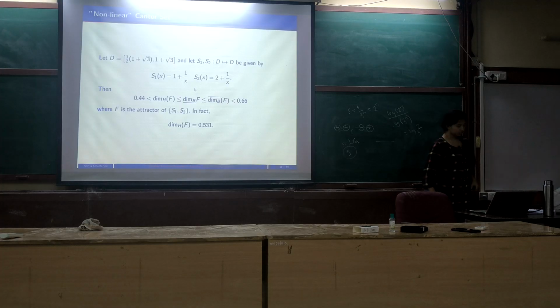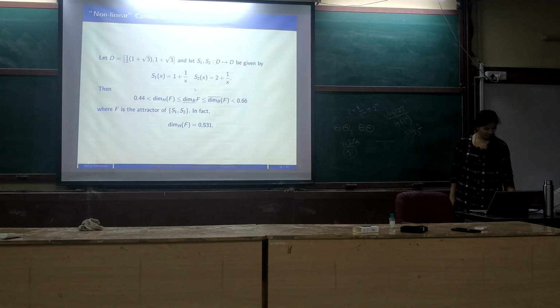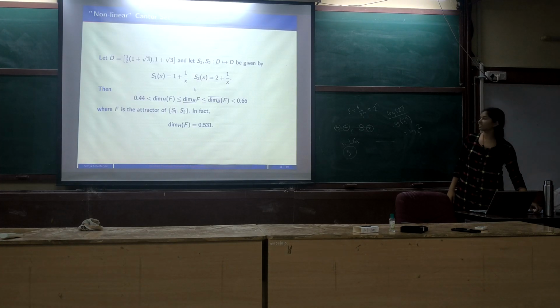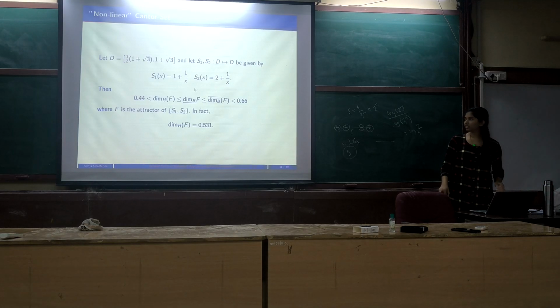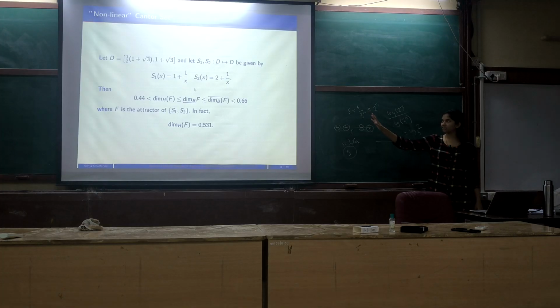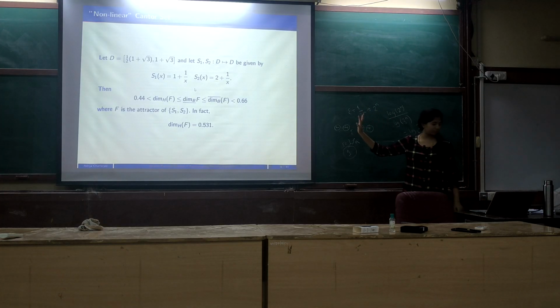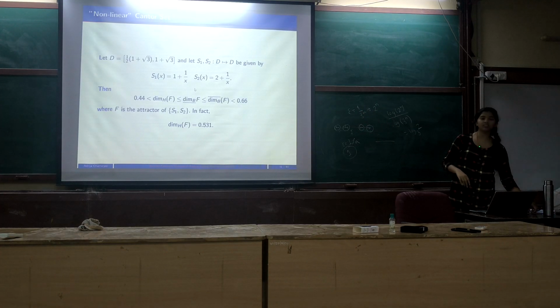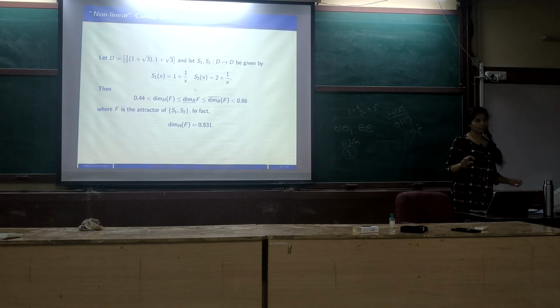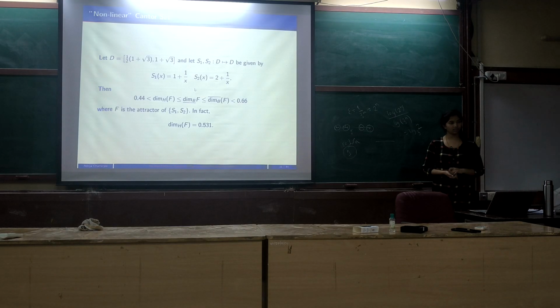Now we have an example which is not a similarity, but a contraction. Basically the map is a contraction, as you can see, 1 plus 1/x and 2 plus 1/x. Does anyone have any questions before this?